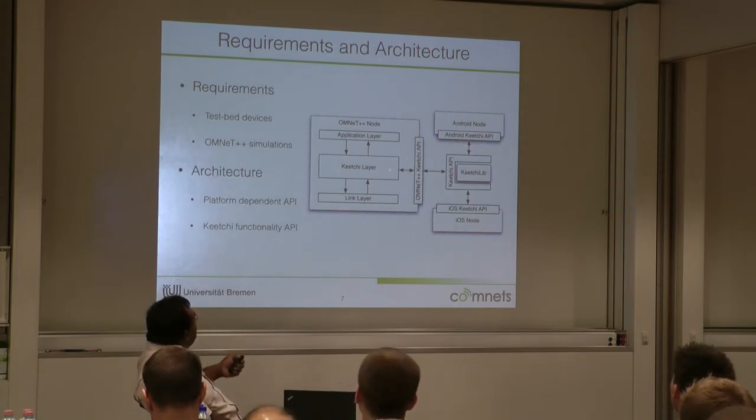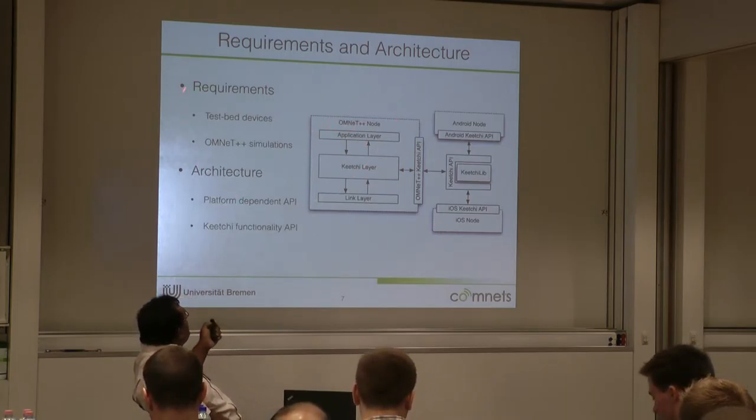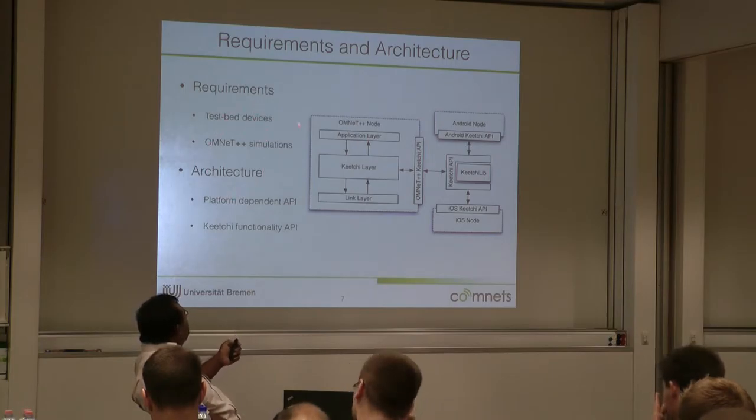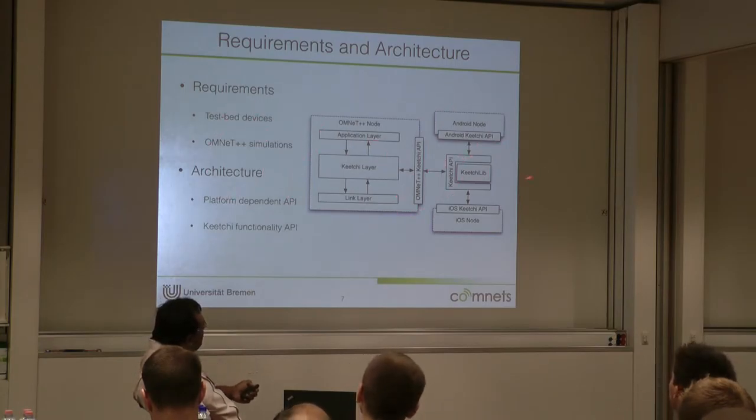So the Keychi architecture is a three-layer protocol stack. You have the Keychi functionality, different link technologies at the bottom, and then the different applications. When we looked at the requirements, as I said, we want to have this running on the devices of the testbed, plus in simulations. So when we looked at the architecture, we wanted to build an independent library, which is like write once and compile anywhere type of code.